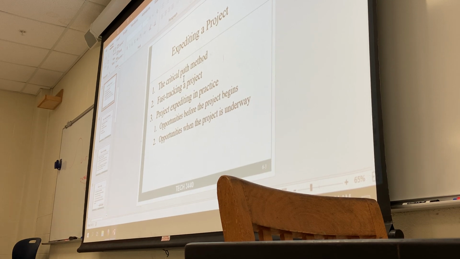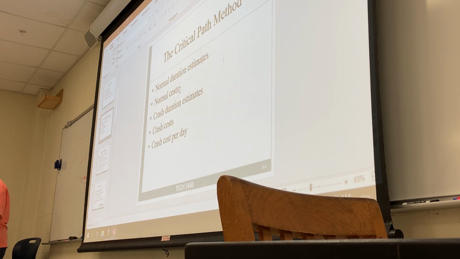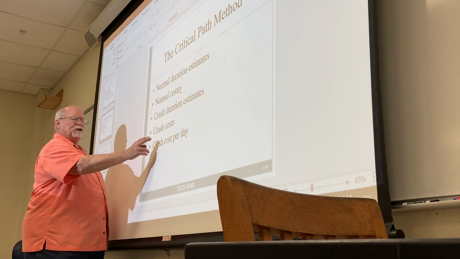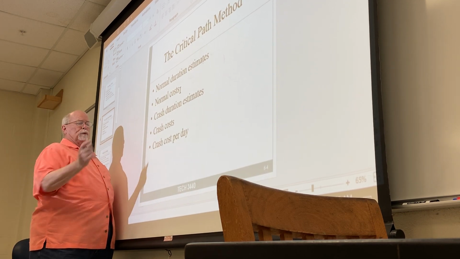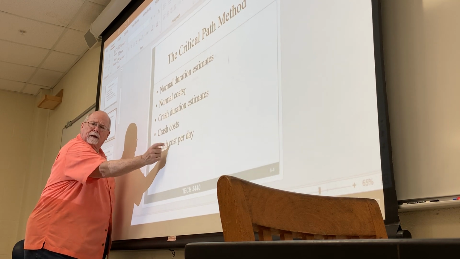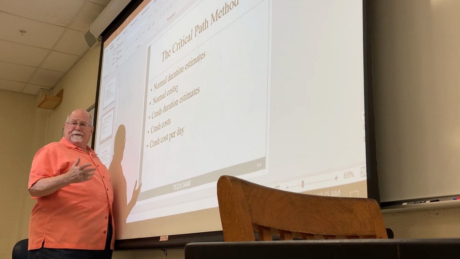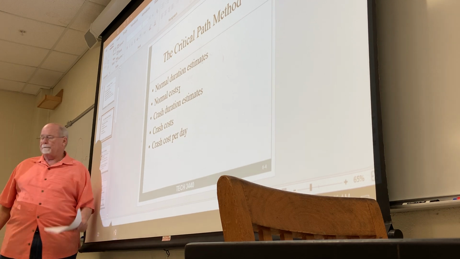First of all, it says critical path, which means we're only going to expedite tasks on the critical path. And we do that by doing normal duration, normal costs, crash duration, crash costs, and we get it down into a crash cost per day. We try to pick the lowest one first. If you're going to expedite, do the cheapest one.